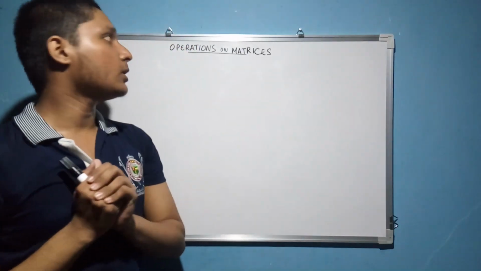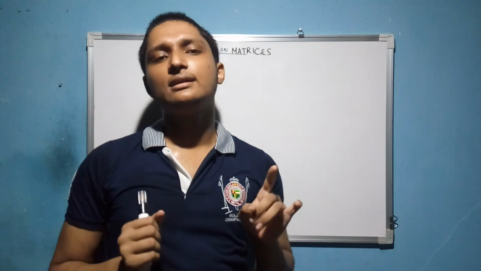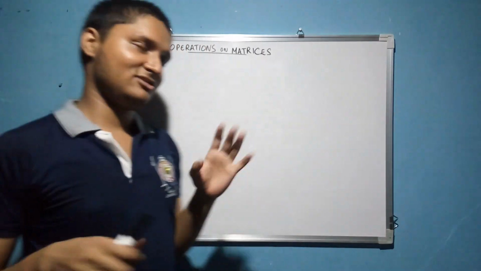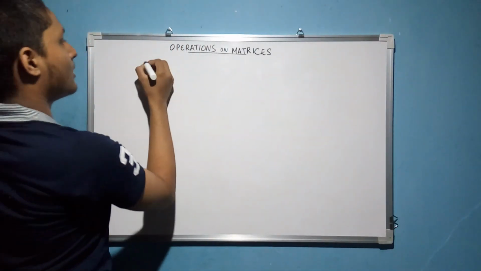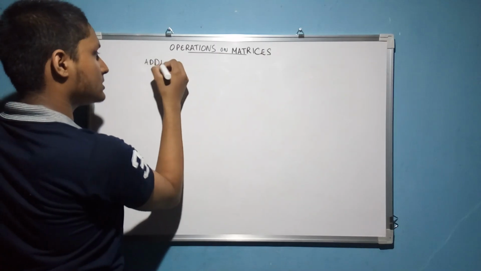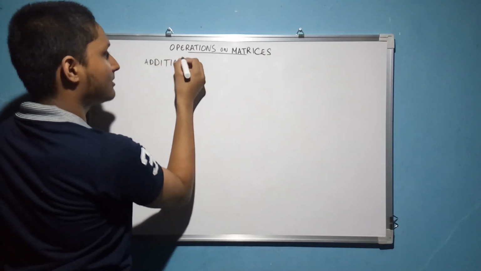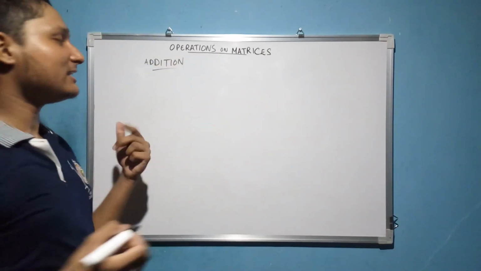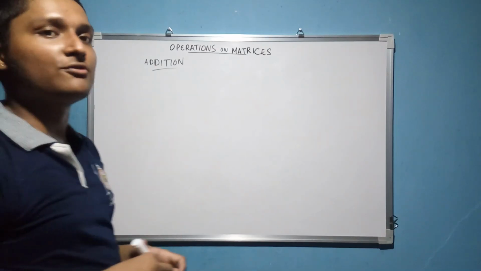Okay, now we are going to learn about the operations on matrices. First of all, you always learn about addition. Addition is the favorite. So first is about addition. How to add two numbers was something you learned in primary classes. Here you are learning addition of matrices.